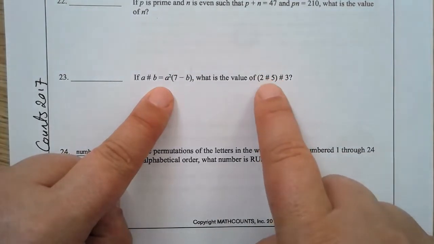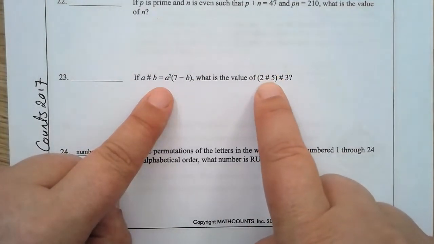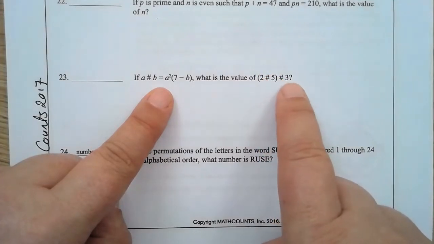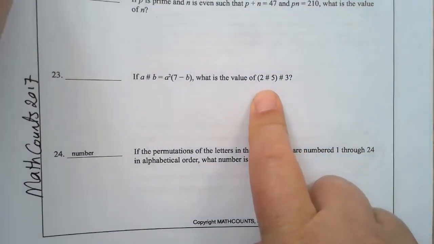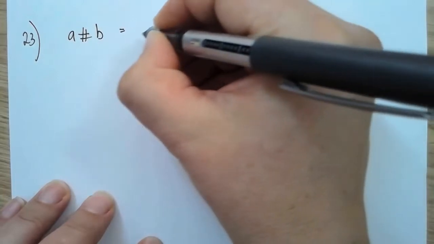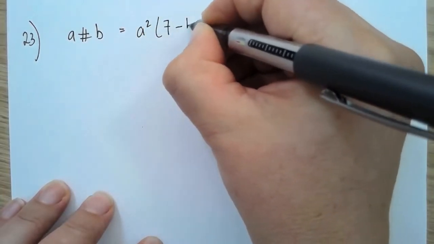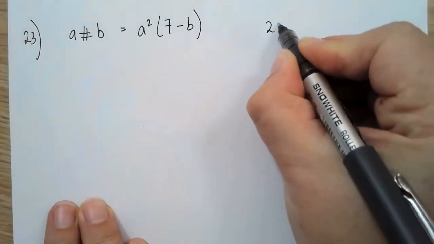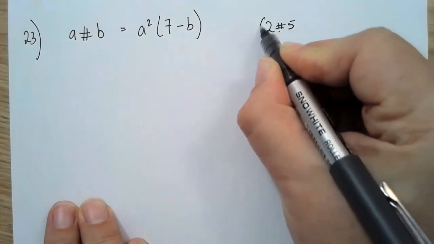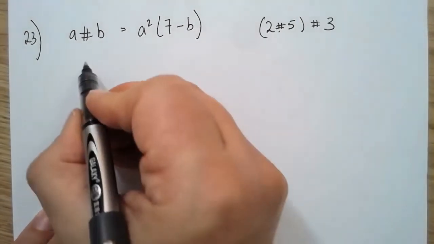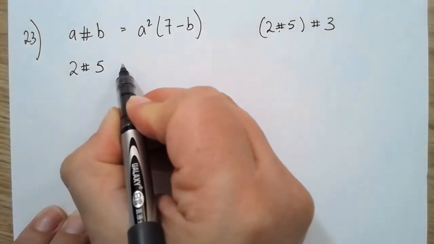What's happening here with the bracket is we have to do the 2 hash 5 first to put a different number into this bracket that then we do with the 3. So I'm going to do it in 2 steps. Let me write down what we've got. Okay, so that's the equation. We've got to find out (2 hash 5) hash 3. Right, so I'm going to start with 2 hash 5.